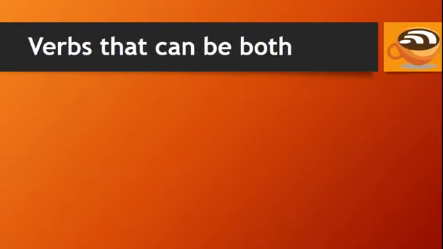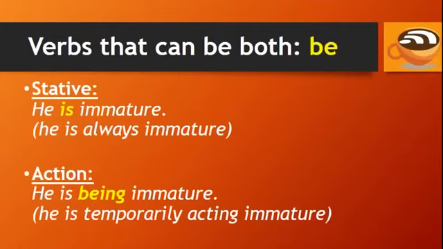Some verbs can be both action verbs and stative verbs, depending on their meaning and context. Here's an example. The verb be. If you say, he is immature, be is a stative verb, meaning he is always immature. But if you say, he is being immature, then be is an action verb, meaning he is temporarily acting immature.